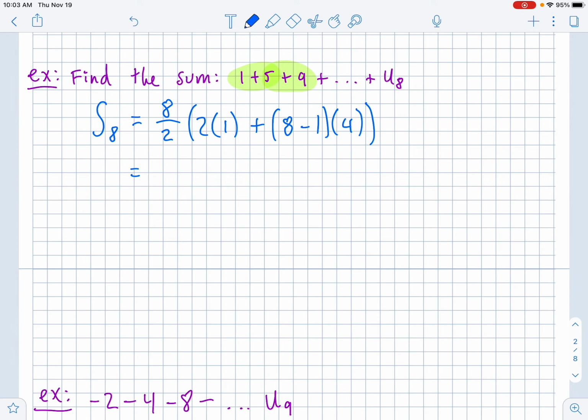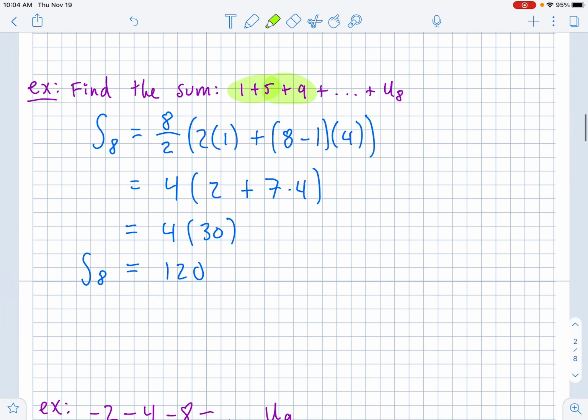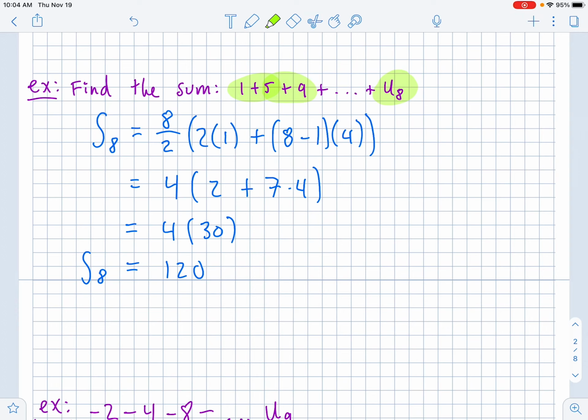Then it's kind of all just simplifying, cleaning up. So this is 4 times 2, plus 7 times 4. So this equals 4 times 30, so this is 120. So the first 8 terms added together are 120. Notice that I used the n over 2 times 2 times u sub 1 plus n minus 1 times the common difference because we didn't know what the 8th term was. If I had known what the top term was, then I probably would have used the Gauss method where you just add pairs. But since we didn't know the top, I just diverted to the other formula.